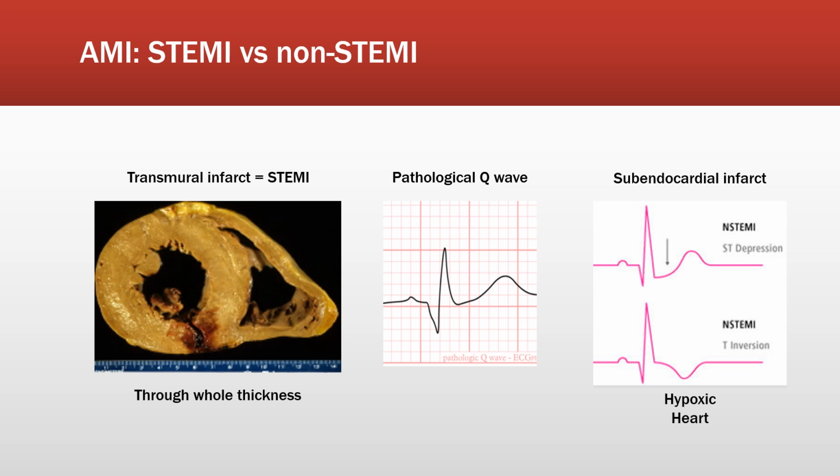When that occurs, you're going to get a pathological Q wave on your ECGs after that patient is fixed. So that Q wave is going to be wider and deeper than a normal Q wave. And then you have your subendocardial infarcts. Those are your hypoxic heart tissues, and those show up on ECG as ST depression and T wave inversion.